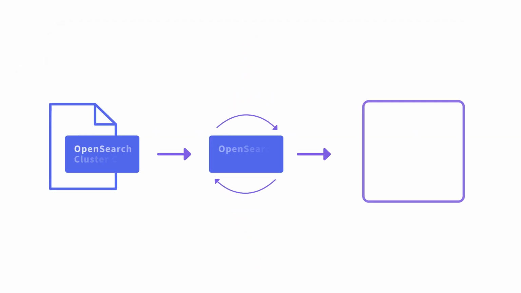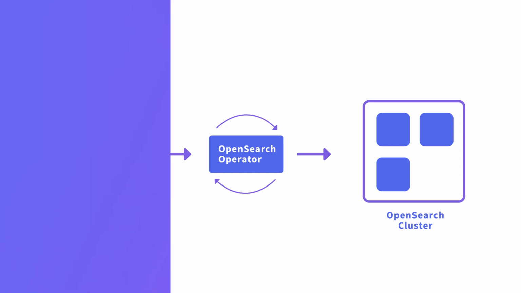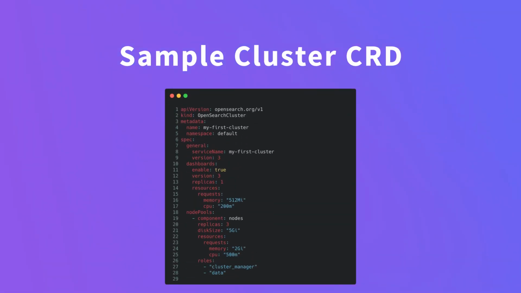Here is how it works. You define your desired OpenSearch cluster in a YAML file using a custom resource or CRD called OpenSearch Cluster. The operator continuously watches this resource and makes sure your actual cluster matches your desired state. Deploying your cluster, managing its resources, upgrading versions, scaling it up and down, in and out, and destroying it when needed, it all starts and ends with this CRD. The operator does the rest.